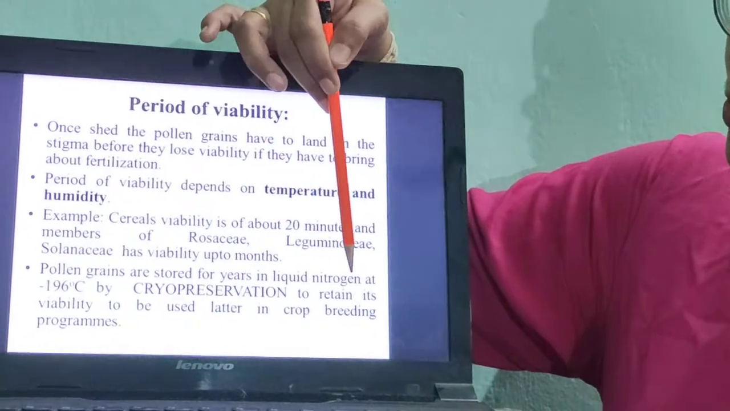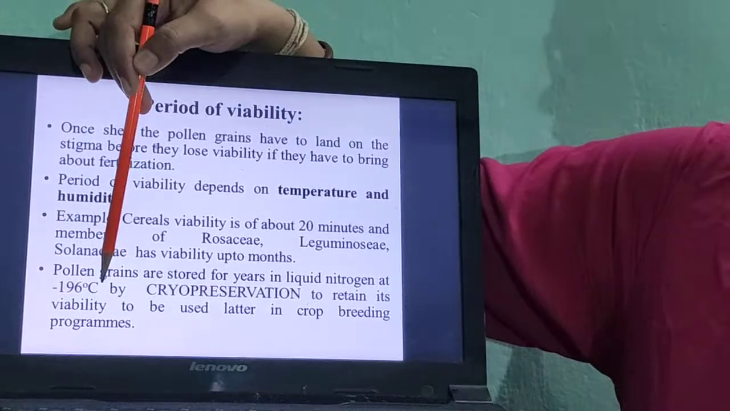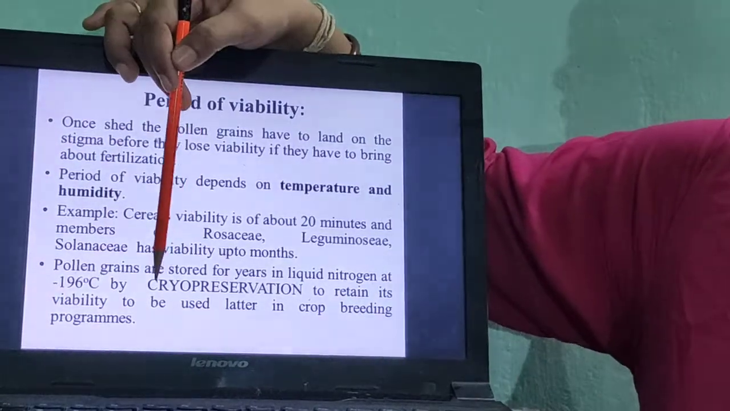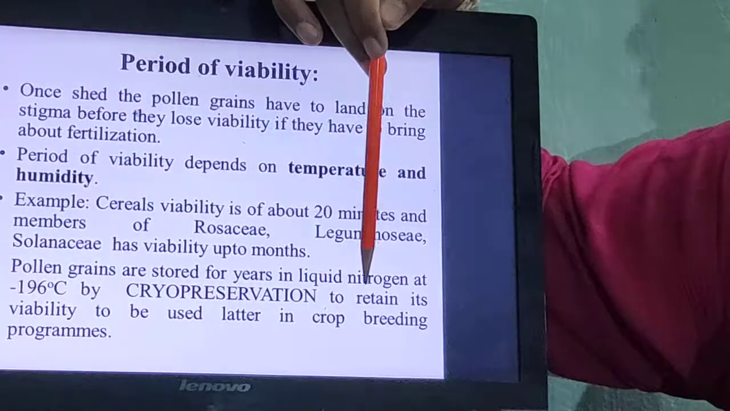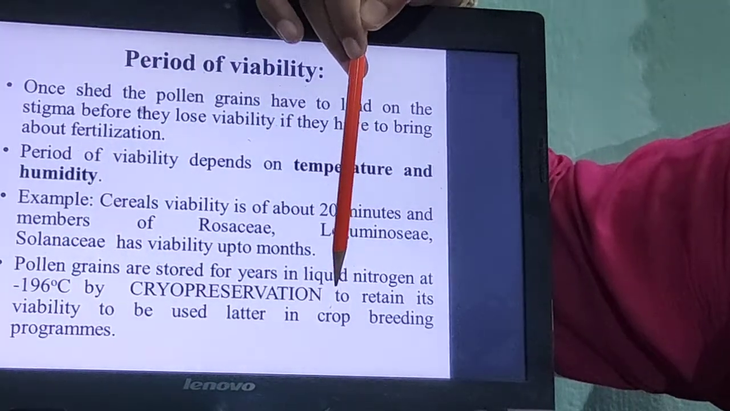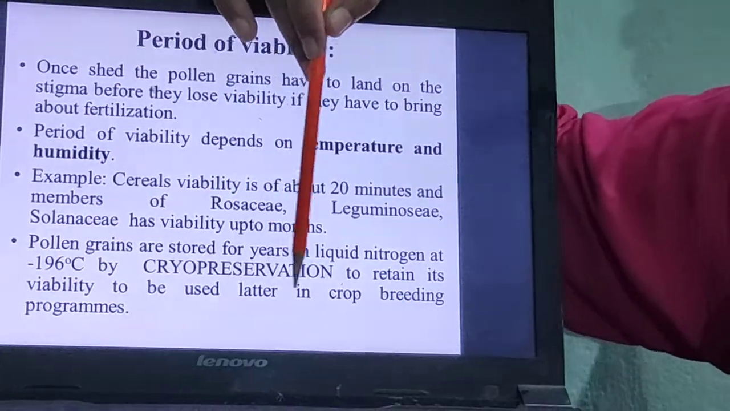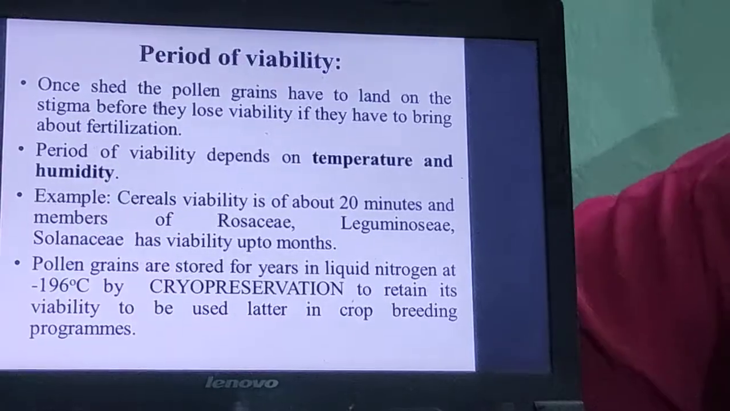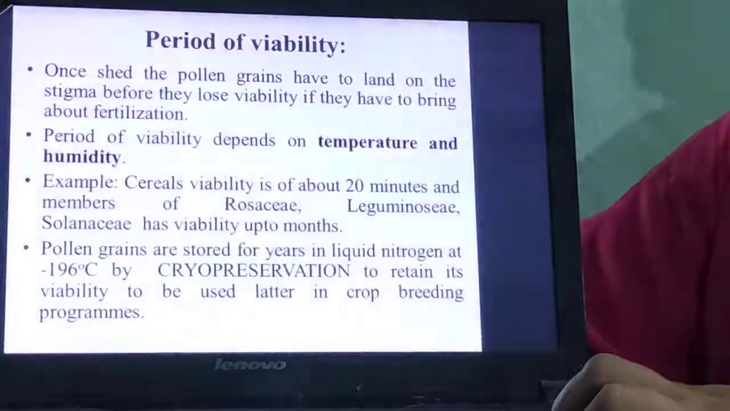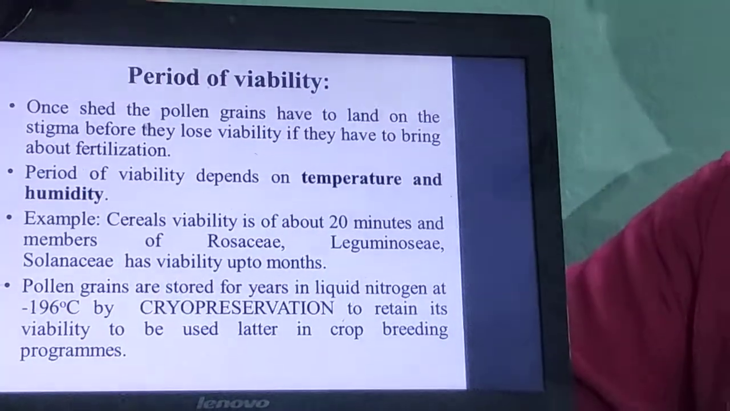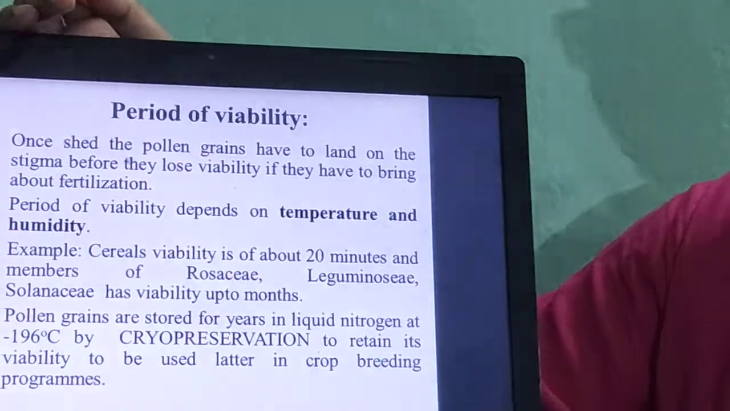How? In liquid nitrogen at minus 196 degrees centigrade. This method is known as cryopreservation, which aims to retain the viability so the pollen can be used later in crop breeding programs, right? So that is about the structure, the importance and the viability of pollen grain. So that's all. Thank you.